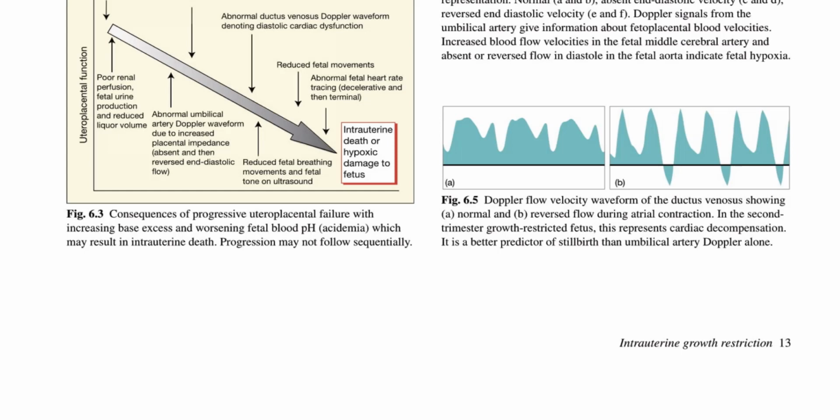Figure 6.5. Doppler flow velocity waveform of the ductus venosus showing A. Normal, and B. Reversed flow during atrial contraction. In the second trimester growth-restricted fetus, this represents cardiac decompensation. It is a better predictor of stillbirth than umbilical artery Doppler alone.